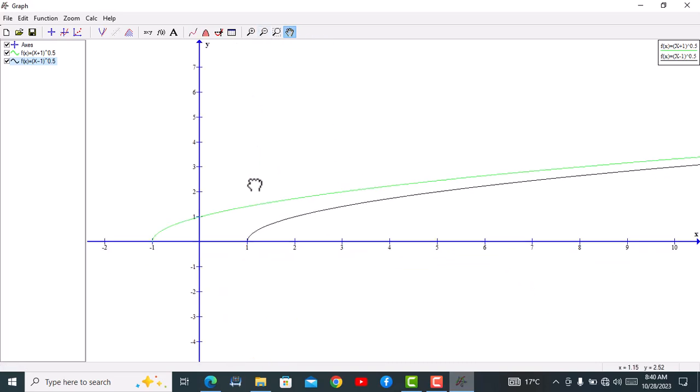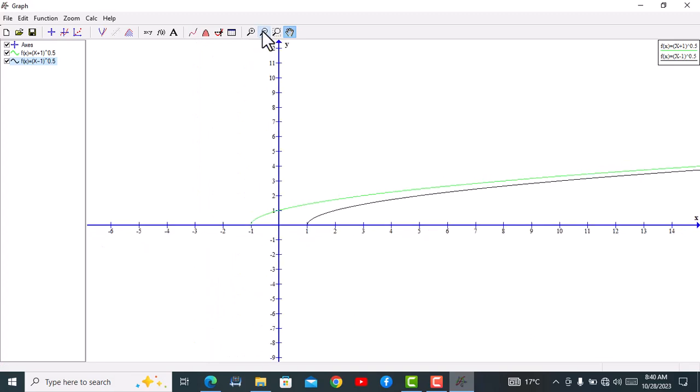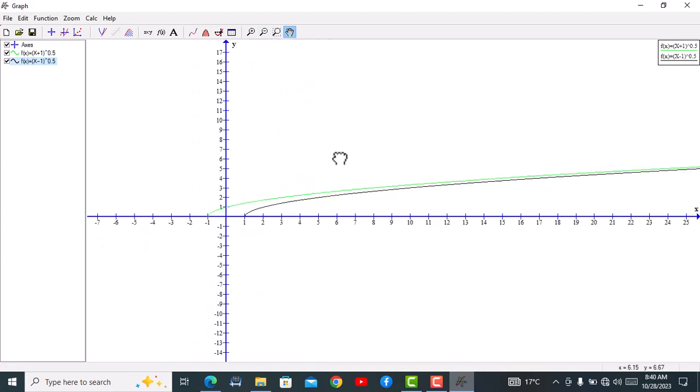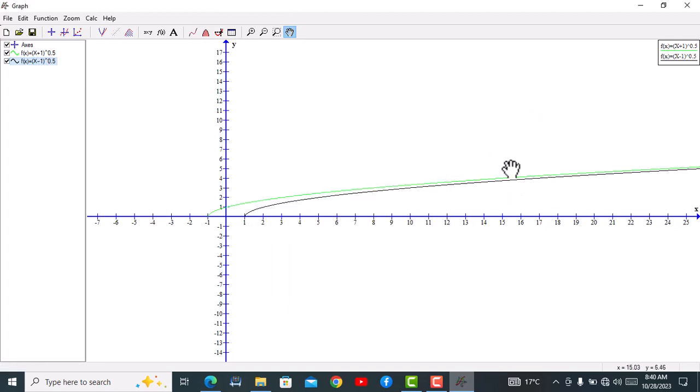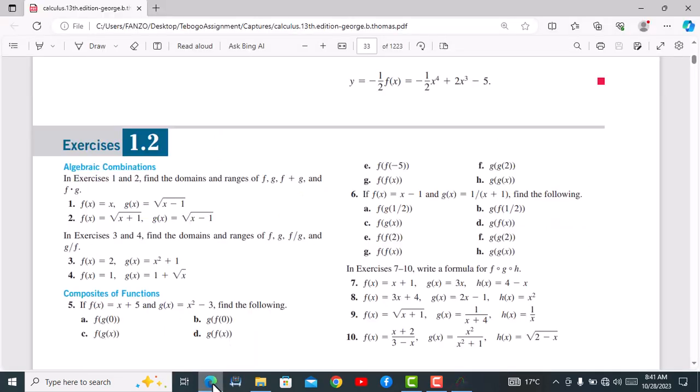Right, let me just put it here. Let me just do that. So even if I come here and just increase this to 500, it will always be below. So the range would be 0 inclusive to less than infinity. 0 inclusive and less than infinity, because this is positive. Okay, that is fine.